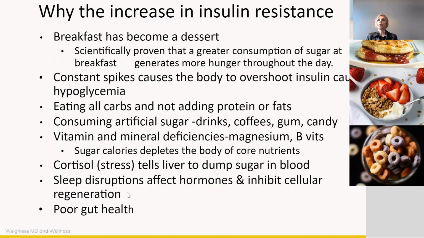So let's talk just a little bit about why the increase in insulin resistance. I think most people know this, but all we do is eat sugar. We eat sugar all day long. Breakfast now has become a dessert. And not only is it causing so much metabolic damage, it is just driving these intense cravings. Studies clearly show that the more sugar you eat, the more sugar you crave. So if you start your day off with a really high sugar breakfast, you're going to be very hungry throughout the entire day.